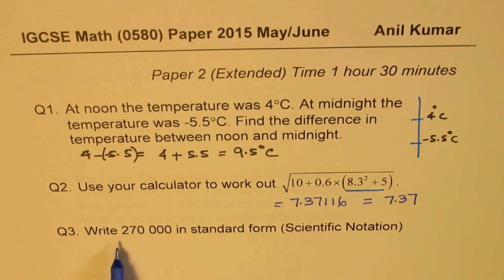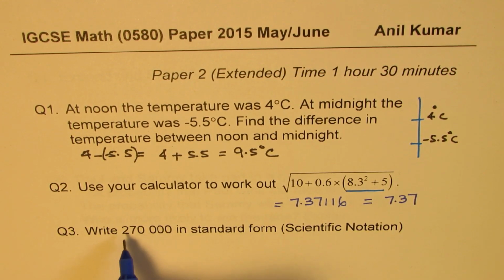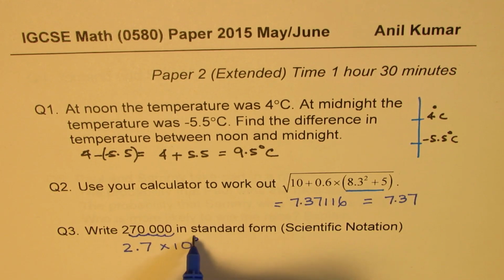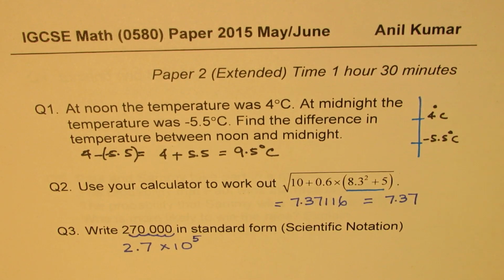Question number 3 is, write 270,000 in standard form, that is scientific notation. So here we have to write a number which should be between 1 and 10. So basically we just put a decimal here. We'll write this as 2.7 times 10 to the power of what? Now the decimal has been placed. We have 1, 2, 3, 4 and 5 places. So it should be 10 to the power of 5, correct? So that gives you the answer. I hope it's absolutely clear.